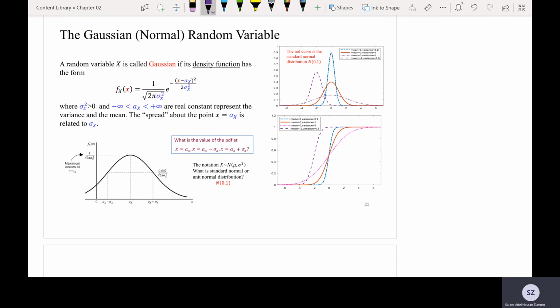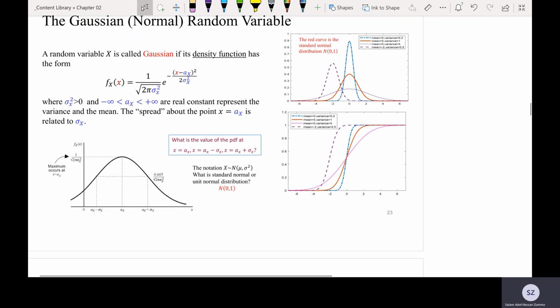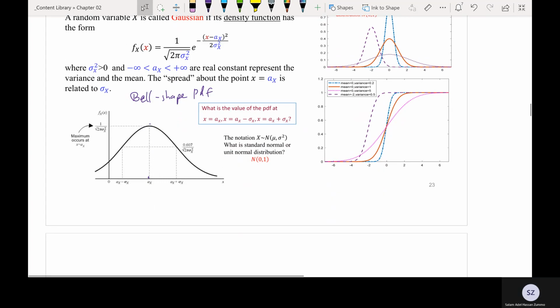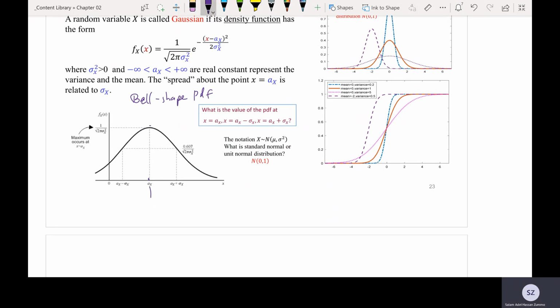First of all, for a Gaussian random variable, let's talk first about what the PDF looks like. The PDF looks like this. It's what we call a bell shape, like a bell. This is the first thing: a bell shape PDF. It is centered around what we call the average, the mean.